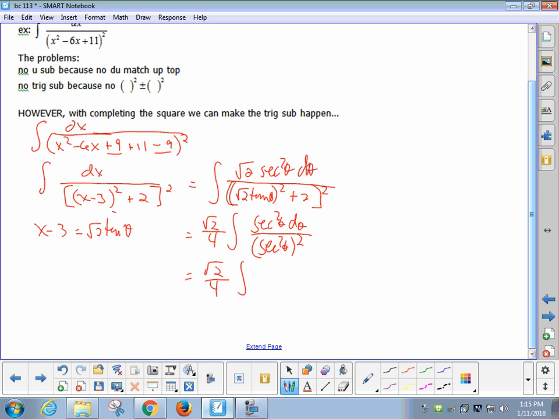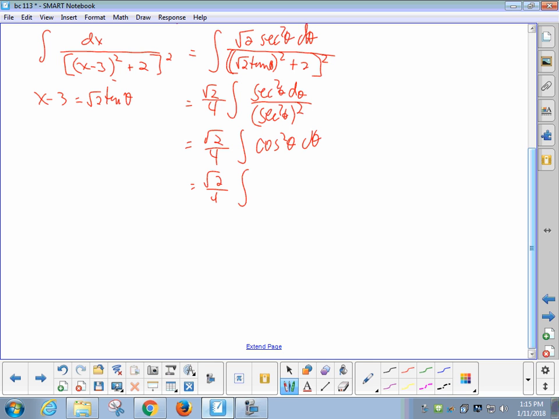Divide out a secant squared, leaving me with a denominator secant squared, which is cosine squared. How do I deal with cosine squared? You guys are not saying all right. Yeah, that'll do. Okay. All right. How do you do cosine squared? 1/2 plus cosine 2 theta. Okay. So root 2 over 8, antiderivative, please.